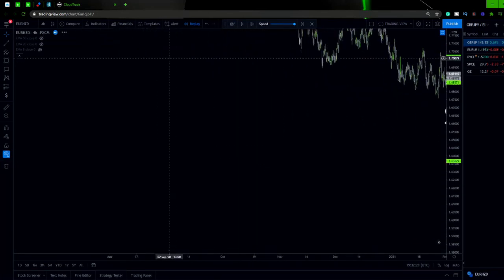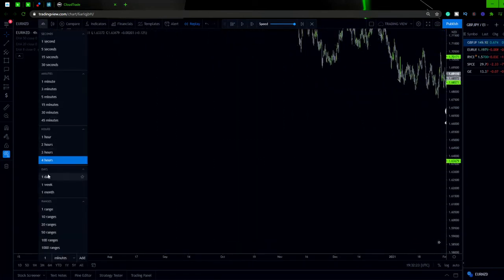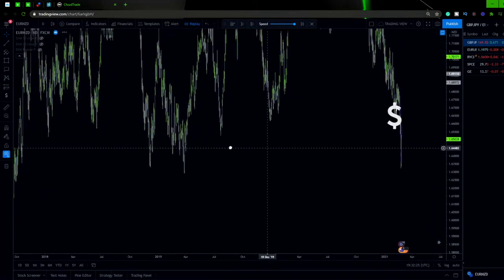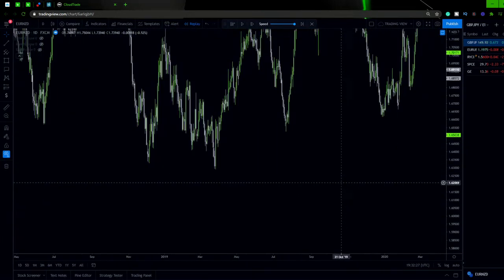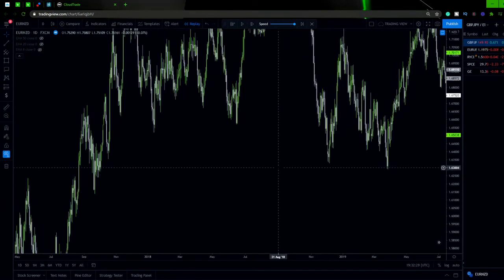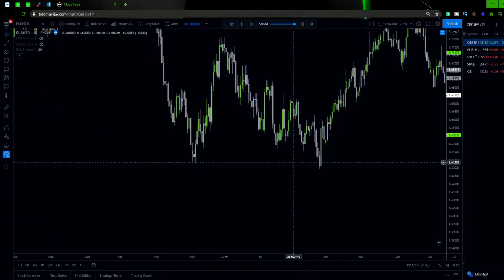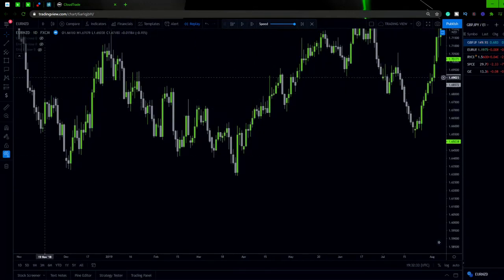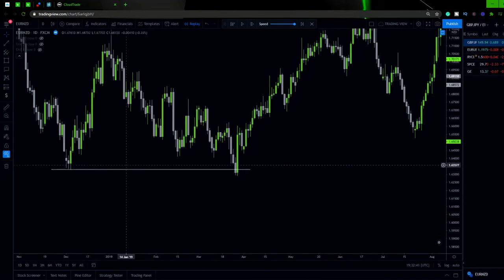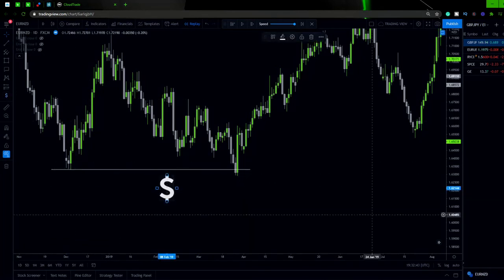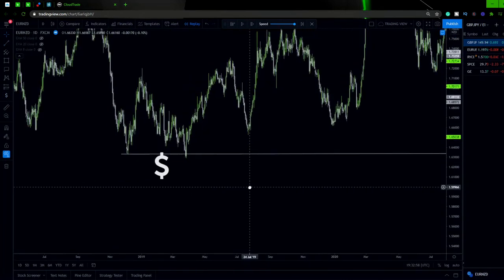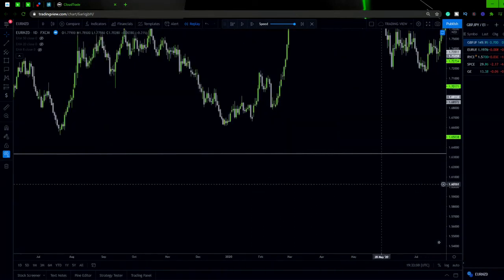Let's see if we can find out where we're targeting, right? So we'll jump out to the daily. Okay, if we look on a higher time frame, on a daily time frame, we can see that we've actually got structure looking left. We've most likely got a lot of liquidity around this level. We haven't actually taken this level yet, but we're just coming down to test it.